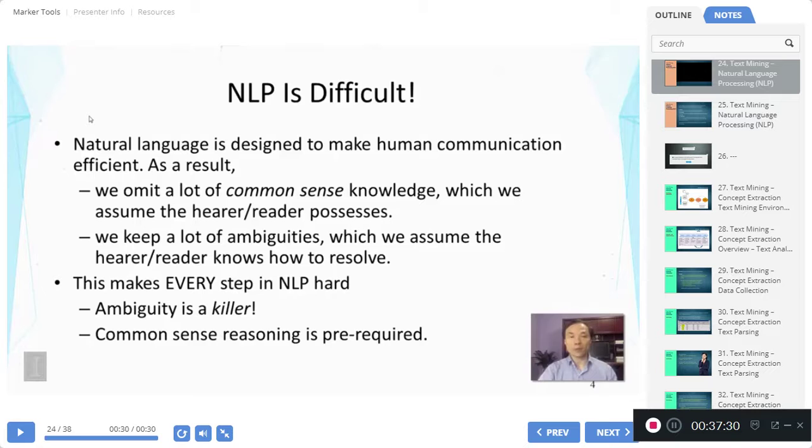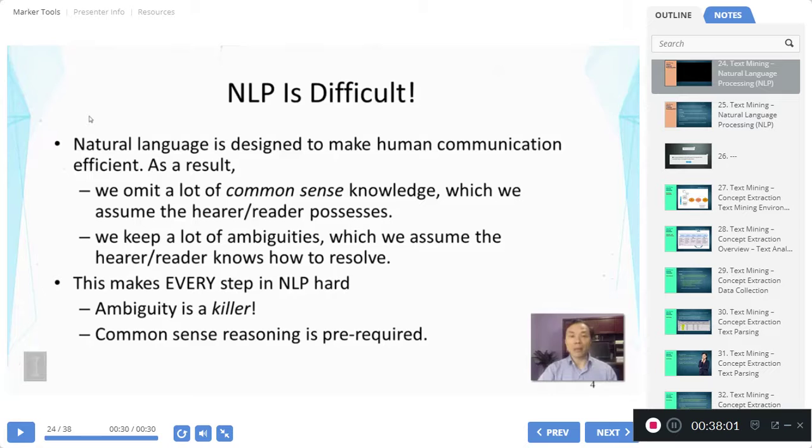So there's no problem with having the same word mean possibly different things in different contexts. Yet for a computer, this would be very difficult because the computer does not have the common sense knowledge that we do. So the computer would be confused indeed. And this makes it hard for natural language processing. Indeed, it makes it very hard for every step in the slide that I showed you earlier.